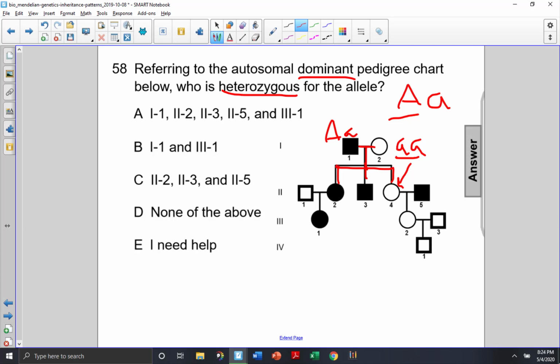That also means individuals 2 and 3 are heterozygous as well in generation 2, because both of them had to receive a little a allele from their mother, but they definitely have the dominant allele because they are affected by this. So in generation 2, individuals 2 and 3 are affected.